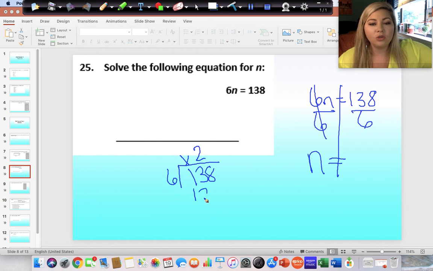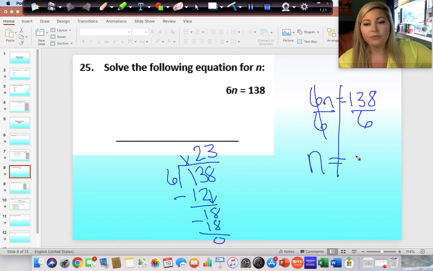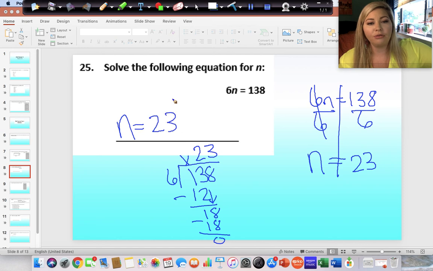2 times 6 is 12. Subtract and we get 1. Bring down your 8. 6 goes into 18. 3 times 6 is 18. Subtract and we get 0. So your answer is that n is equal to 23.